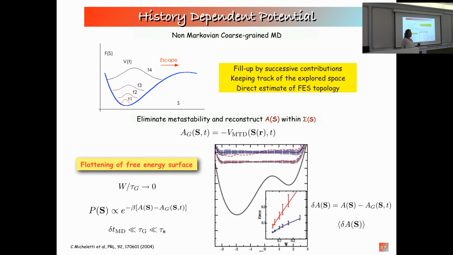We are always talking, now it's written here, but we are always talking about free energy differences. There's no indication of the absolute value of free energy. Here is just the difference in free energy between a minimum and a transition state, or two different minima. It's always talking about differences.